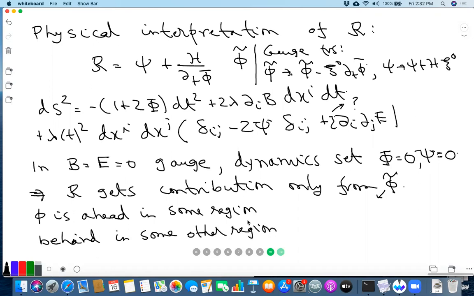This ahead and behind is measured with respect to the background, the average value. Now, if phi is ahead in some region, what does it mean? This means that here the inflation will end early. Here, inflation ends late.